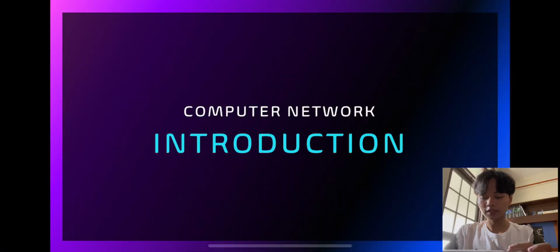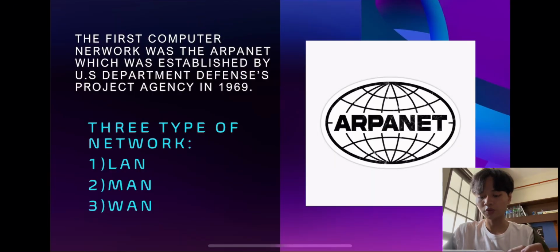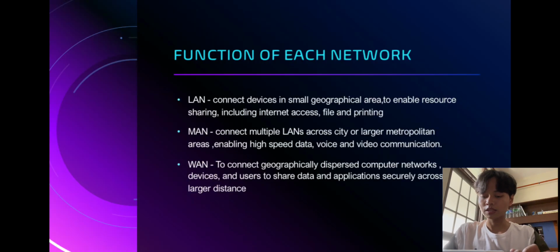To begin, for the introduction, the first computer network was the ARPANET, which was established by the US Department of Defense Advanced Research Projects Agency in 1969. And there are three types of network, which are LAN, MAN, and WAN. LAN, which is a local area network, is used to connect devices in a small geographical area to enable resource sharing, including internet access, file and printing.